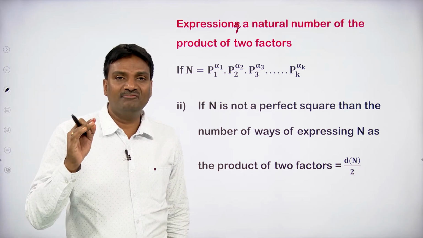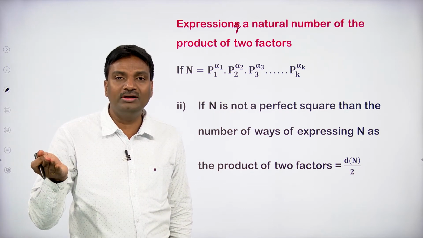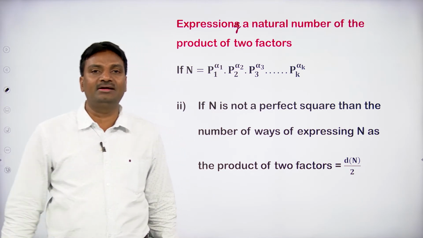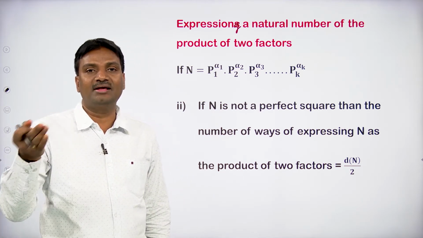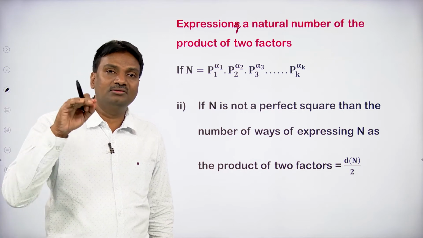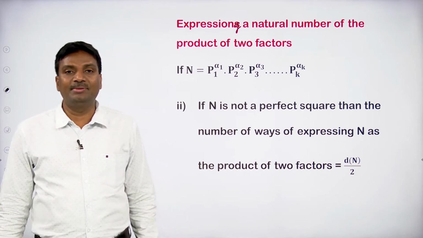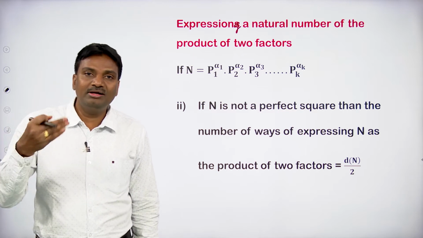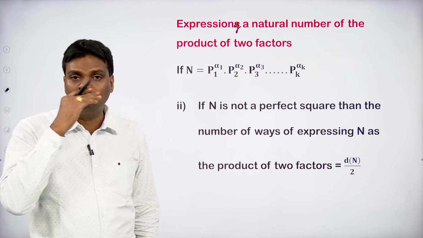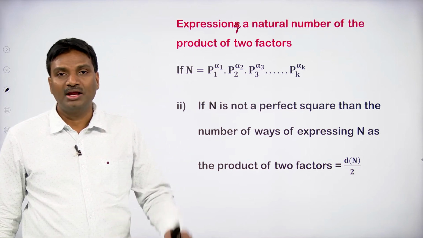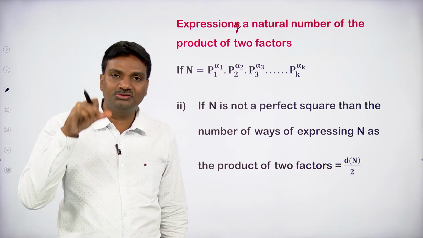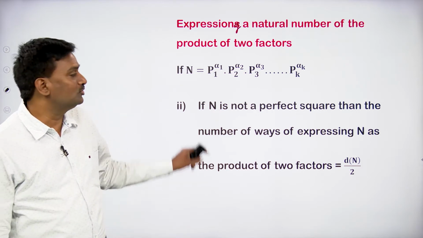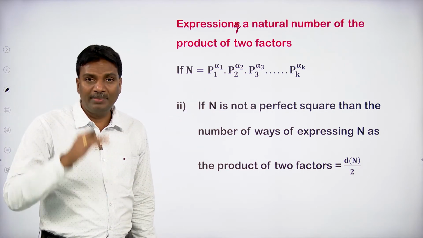N is a perfect square means if you take 4, 4 is a perfect square because that can be written as 2 square. 9 is a perfect square because that can be written as 3 square. 36 is also a perfect square that can be written as 6 square. 121 can be written as 11 square. So, that is why 121 is also a perfect square. 625 can be written as 25 whole square. That is why we can say 625 is a perfect square.